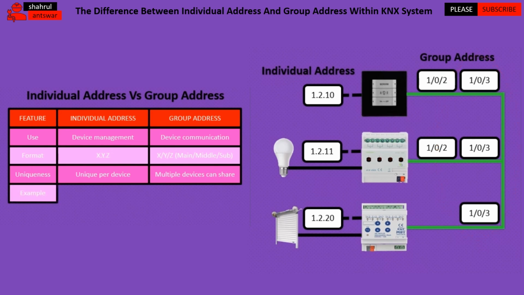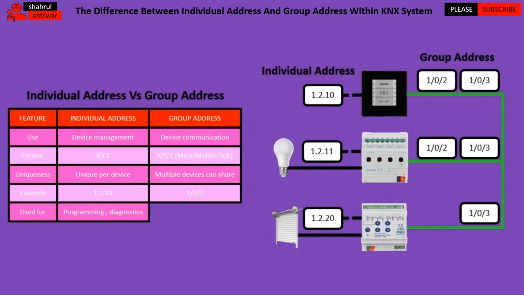Example. 1.2.10 for individual address, while 1/0/2 for group address. Individual address is used for programming and diagnostics of each device, while group address is used for runtime communication.